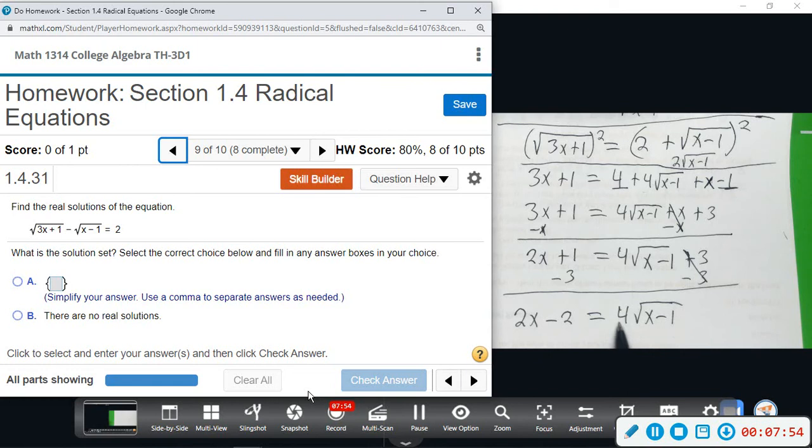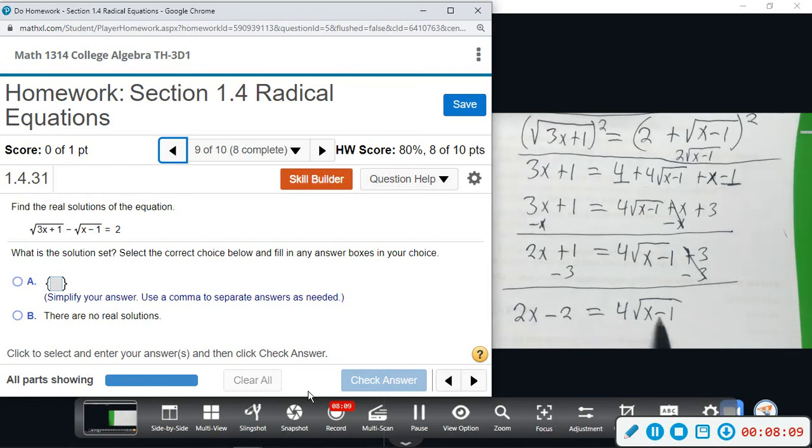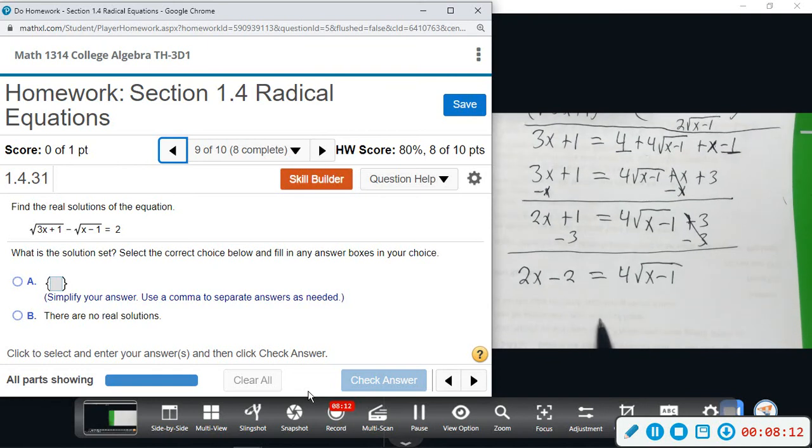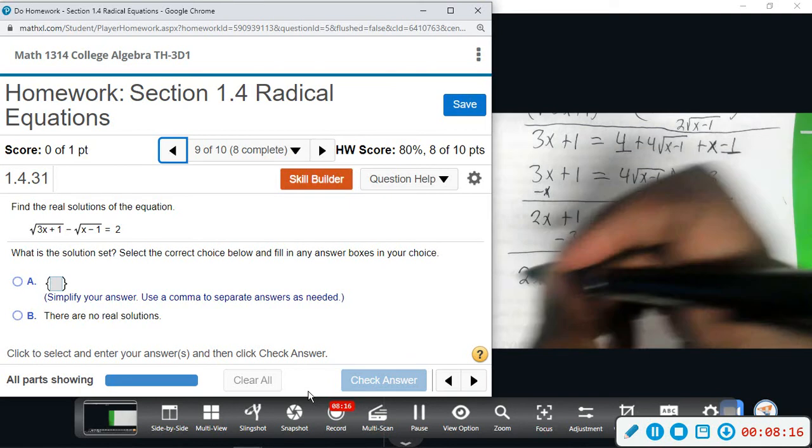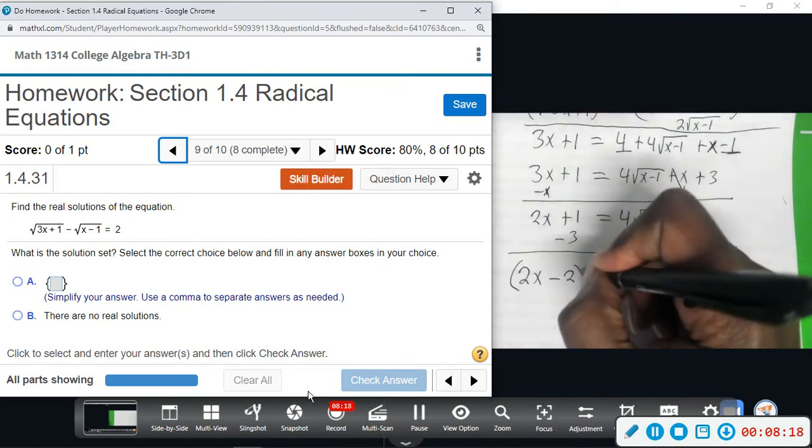Now this 4 out front, you can divide it off, but we will have fractions, and I want to avoid dealing with fractions. So having that number attached to the front is not going to change the problem that much. It'll be a lot easier to leave it than it would be to divide it off. So now from this spot, to get rid of this square root, we have to square the problem again. So I'm squaring both sides.